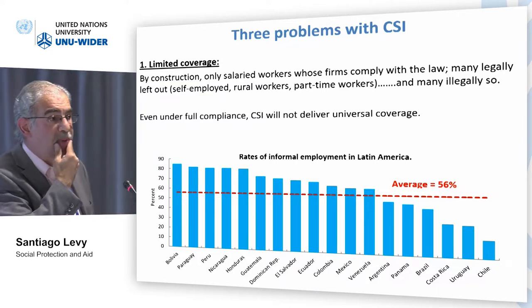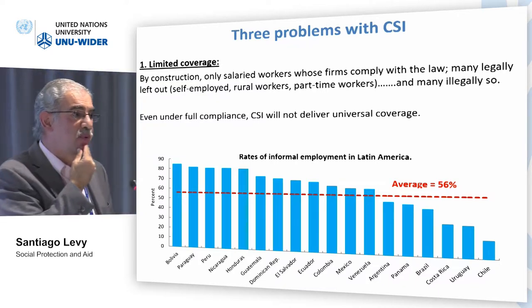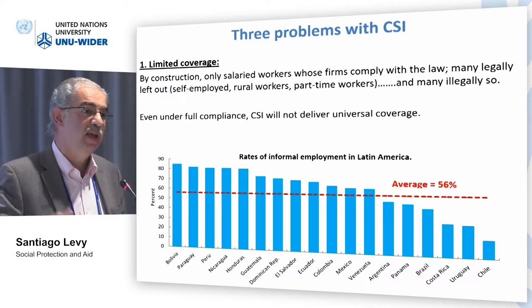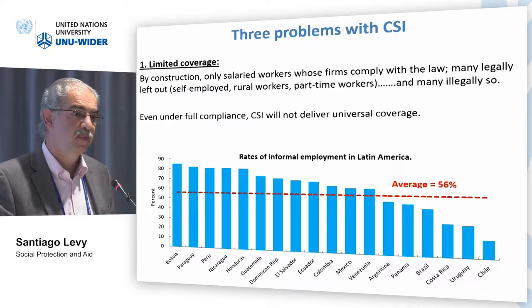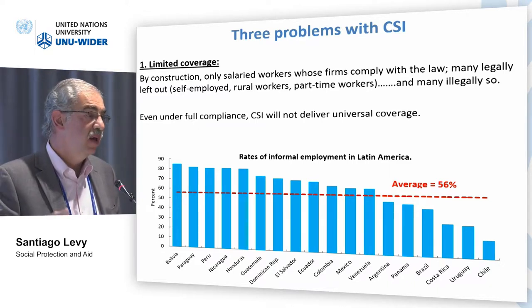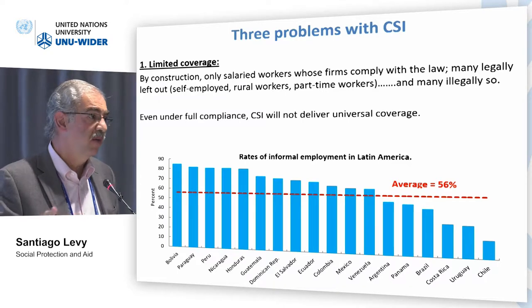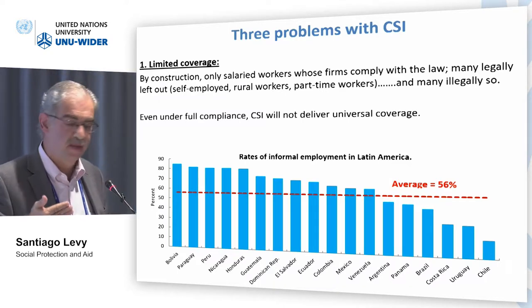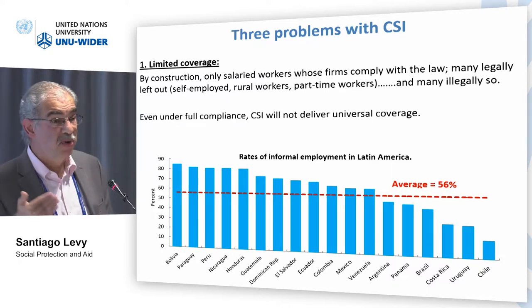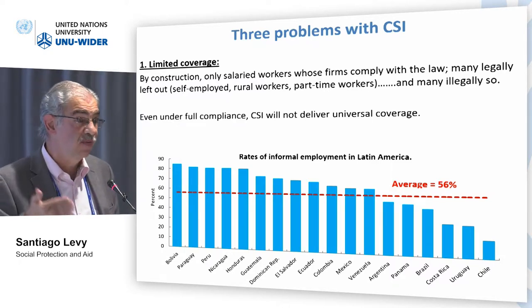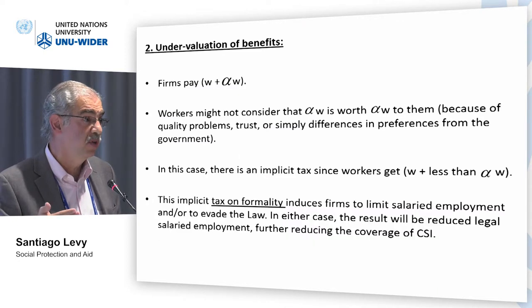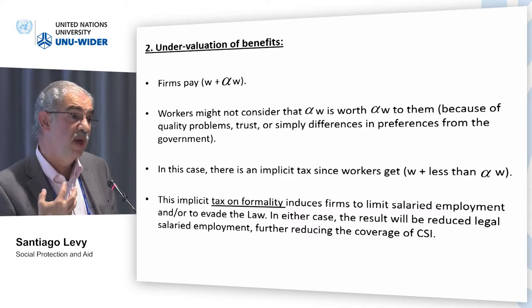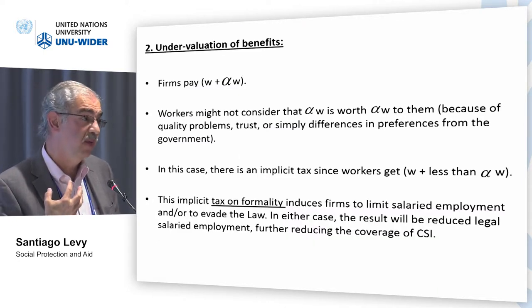The second big problem is that these programs implicitly generate a tax on salaried employment. Firms are going to pay W plus alpha W, where alpha is the contribution rate, usually a number between 30 and 45% in Latin America. But workers might not think that alpha W, that 45% of the wage, 35% of the wage, is really worth 35% of the wage in terms of benefits.